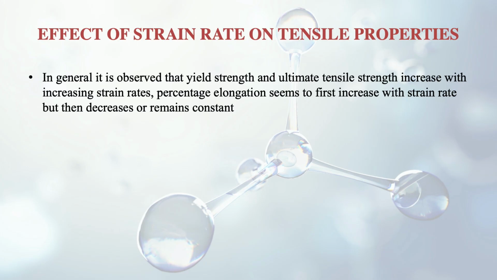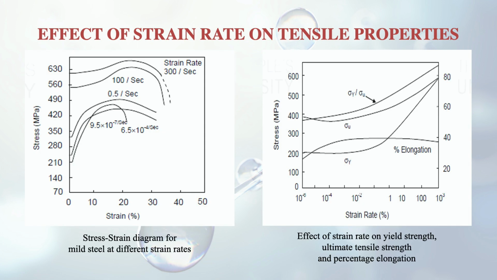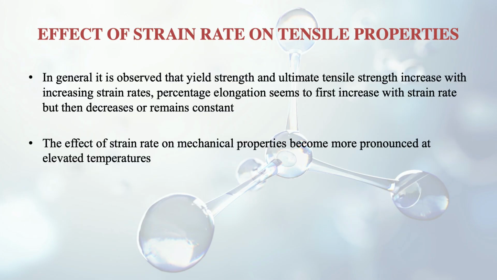So what happens due to this actually if strain rate varies? You can see here in the curve that in general it is observed that yield strength and the ultimate tensile strength increase with increasing strain rates. So here in the curve you can also see that this strain is increasing very rapidly with respect to the stress. This is about 100 per second strain rate, and the lower ones you can see they are with lower strain rates. So these are the normal graphs where the strain and stress in the initial portion are varying linearly. So that is the difference that comes up when strain rate varies. Also, the percentage elongation seems to first increase with the strain rate but then decrease or remain constant.